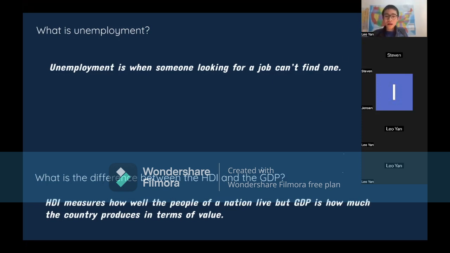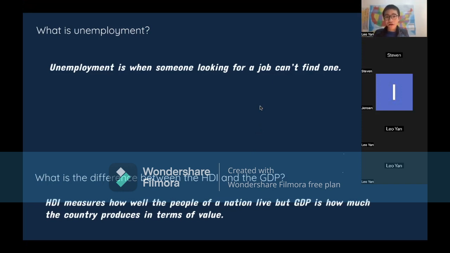What is the difference between the HDI and the GDP? So HDI, I didn't write the whole thing out on the board because it was too long, but the HDI is basically the Human Development Index, and the GDP is basically the gross domestic product. So gross total domestic product, and product here means how much worth, how many products of value are being generated here.